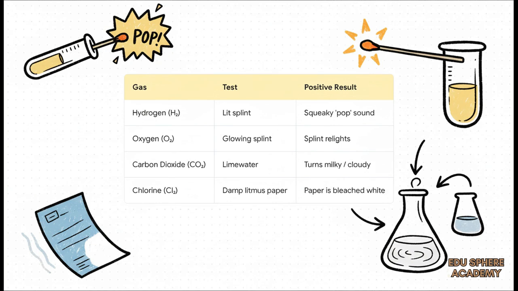Let's do a quick fire round of the classic gas tests. You absolutely need to know these. For hydrogen, you use a lit splint and you get that classic squeaky pop. For oxygen, a glowing splint will relight. Classic. Carbon dioxide, bubble it through lime water and it'll go cloudy. And finally, chlorine. It'll bleach damp litmus paper, turning it white.